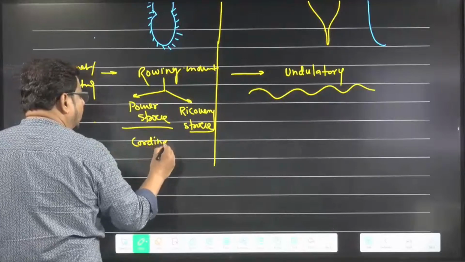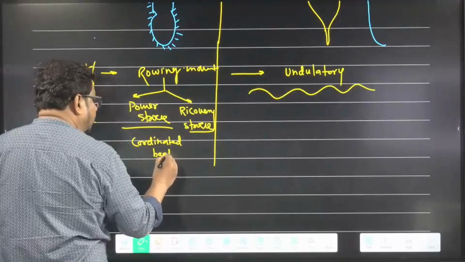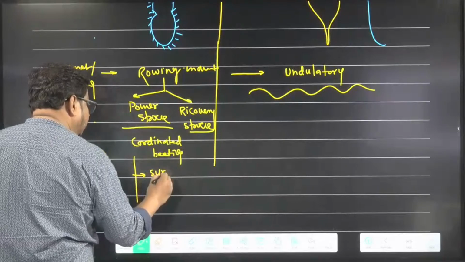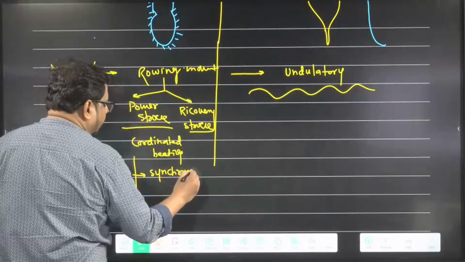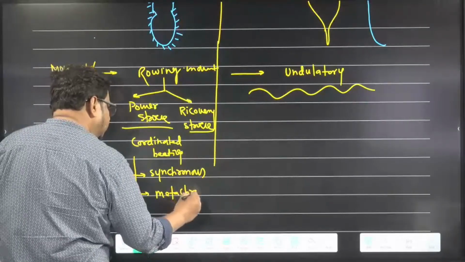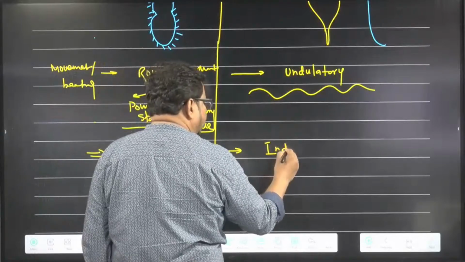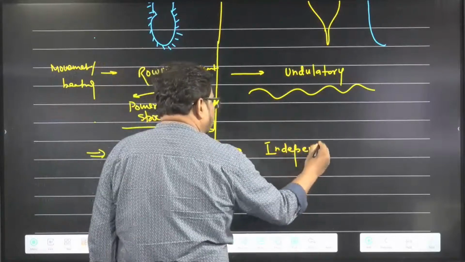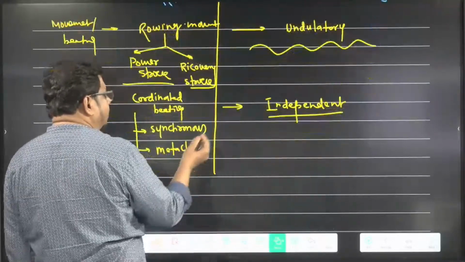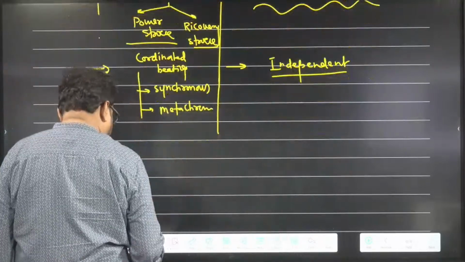If we talk about coordinated movement, cilia and flagella have which kind? Coordinated beating is there. And it has two types of condition. One is synchronous and another is metachronous. But here in flagella you will find independent movement. So when two flagella beat, they do not depend on each other. But who has a very coordinated movement? Cilia have a very coordinated movement.